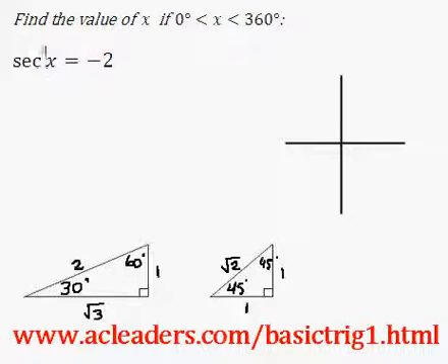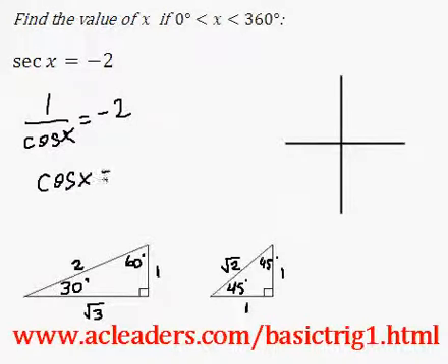We want to find x if secant of x is equal to -2. Of course, we remember that secant of x is just 1 over cos of x, still equal to -2. And if we do some rearranging here and we cross multiply, we have cos of x is equal to -half. How does that work?